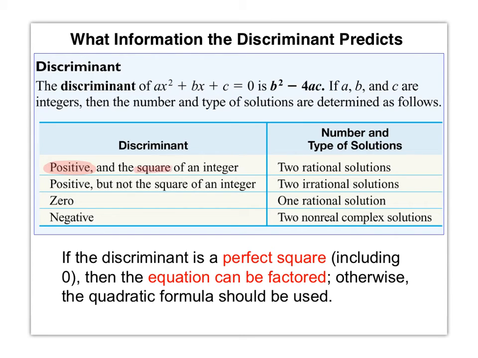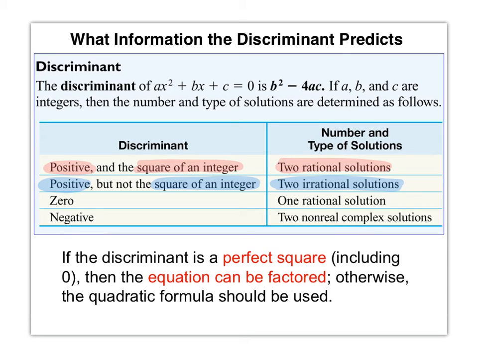And if it's the square of an integer, that means it's a perfect square. Then when you take the square root of a perfect square, you get a nice whole number. So the types of solutions you're going to have is two rational solutions, two answers that can be written as fractions. If the discriminant is positive, but not the square of an integer, it's not a perfect square, then your radical will not be able to be simplified out. So you will have two solutions, but we consider them to be irrational solutions. They can't be written as simple fractions.